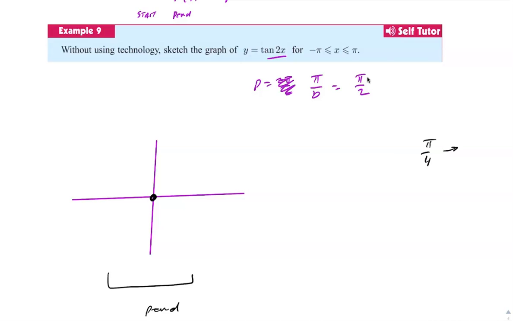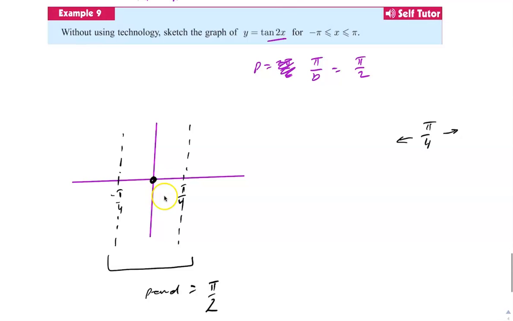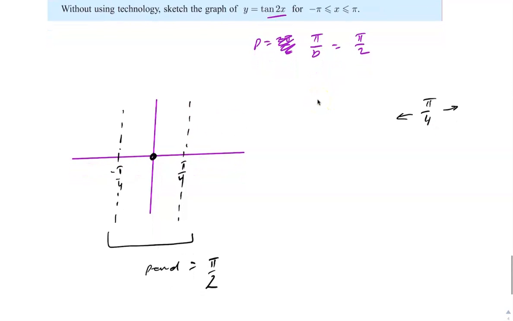So you can go pi over 4 right and pi over 4 left. So let's say this is pi over 4. I'm going to go right that direction. Then I go back pi over 4 the other direction. Right, because my period of pi over 2 is this whole thing. All of this is pi over 2. And then we have pi, and so that makes halfway pi over 4, pi over 4.